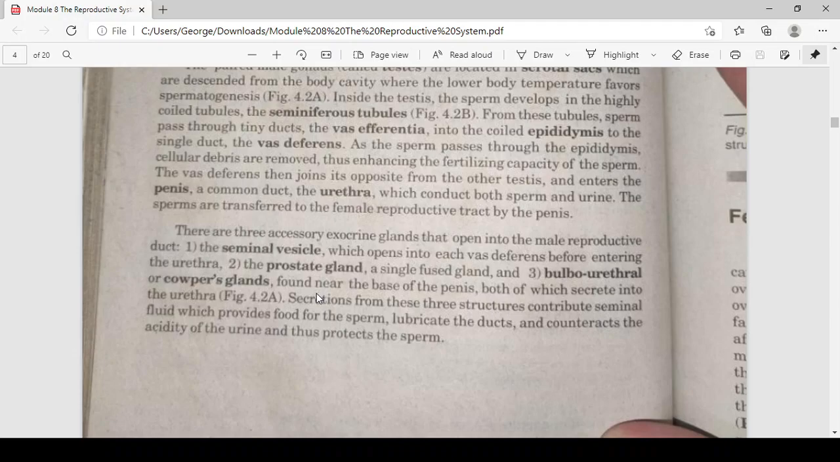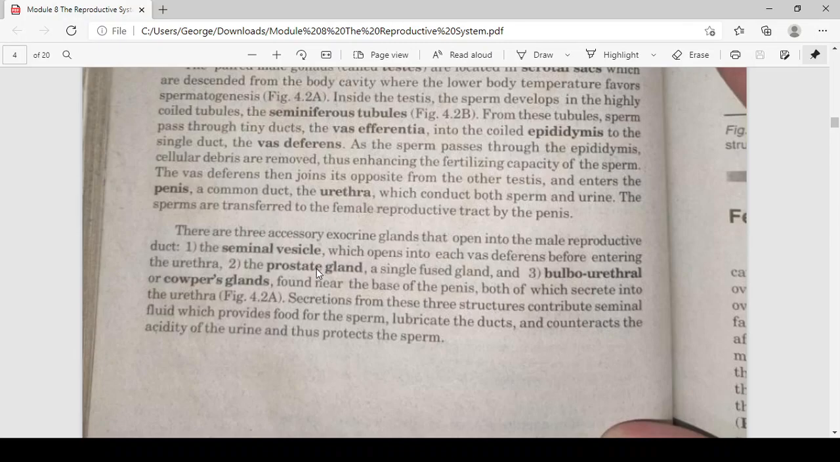Okay? So there are three accessory exocrine glands that open into the male reproductive duct. Mga bagong kids, accessory gland, it is just a small organ that functions for one time thing.